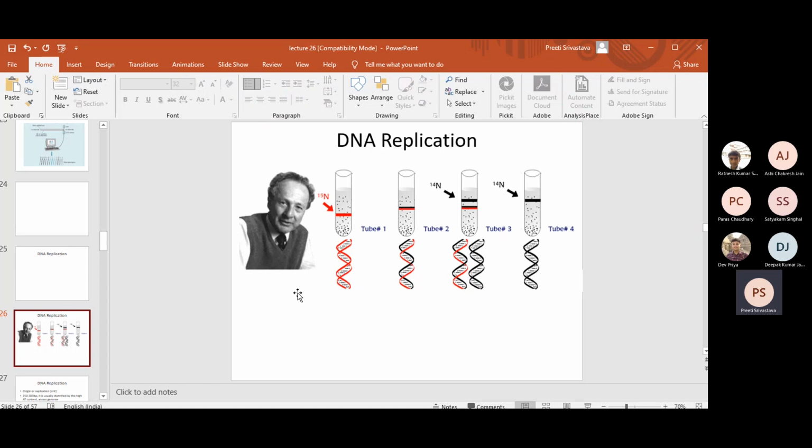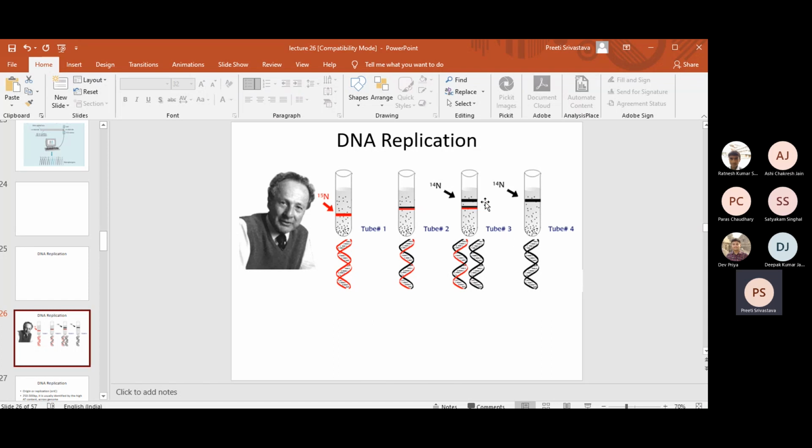So what they found was, in tube number 2, when they collected the first sample, there was a shift in the position of the DNA. This is density gradient centrifugation that was performed. They found that this was lighter than the first tube, because part of it was heavy and part of it was lighter. In the next sampling, they found another band which appeared which was even lighter. This is what is shown in tube number 3.